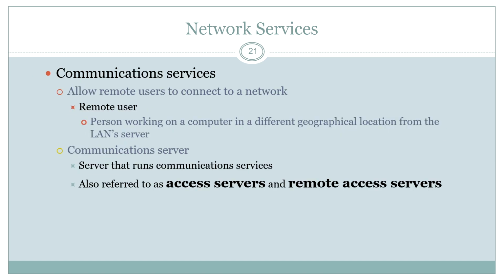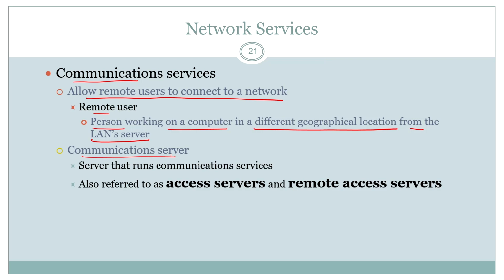Then the second one that we talk about is the communication services. Okay. What are the major communication services provided? So, the main aspect is to allow remote users to connect to a network. Okay. We told what is a remote user and what is a network. So, how is a remote user connected to the network. Okay. So, what is a remote user? Again, a person working on a computer in a different geographical location from the LAN server. So, you have a LAN server, LAN as told is a geographically restricted area network, and the person is working on a computer in the LAN from a different location using another computer. So, that is called a remote user.